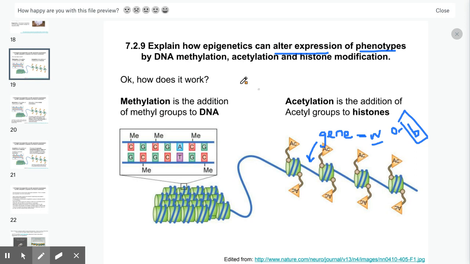And this is done two ways. So we can inhibit it by something called DNA methylation, or we can activate it by something called acetylation, which actually interacts with these histones. And let's talk some specifics about that. So let's pretend we're trying to inhibit this gene.